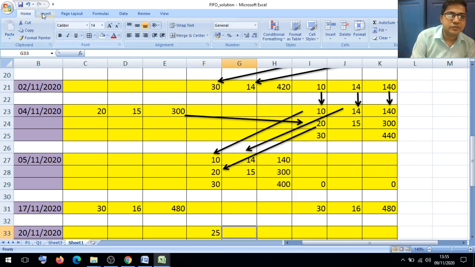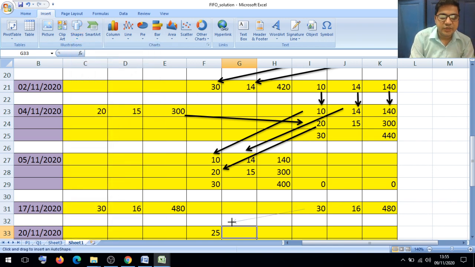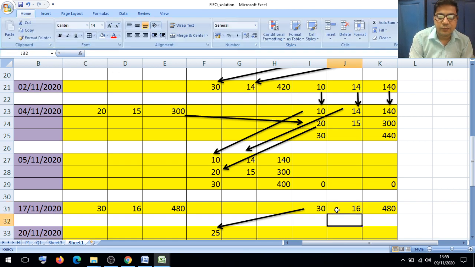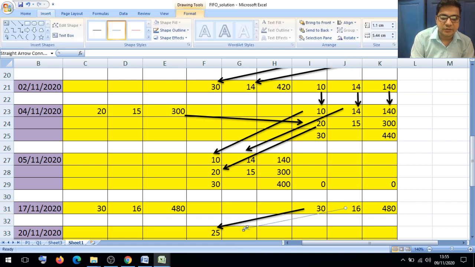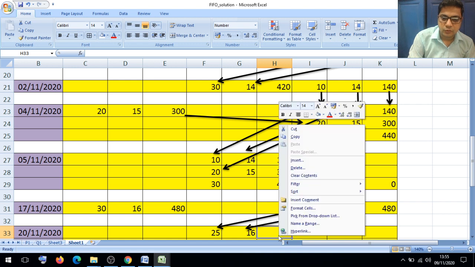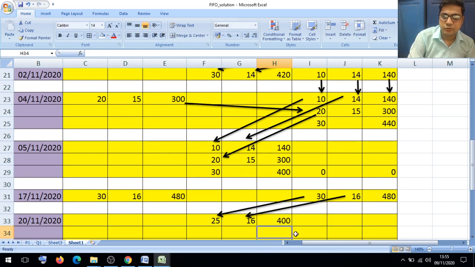Now we have to bring these units from our closing balance. From this 30 units we have to bring 25 units for sold purpose. Their rate is 16. The same rate we have to consider. So their rate is 16. The same rate we have to consider here. We will write here 16. Now friends, 25 into 16 is equal to 400.